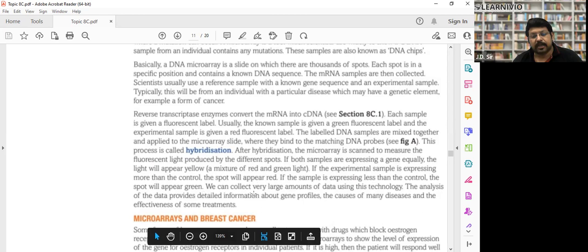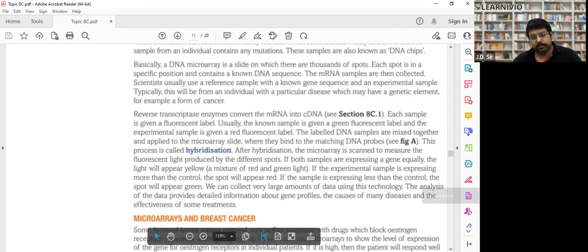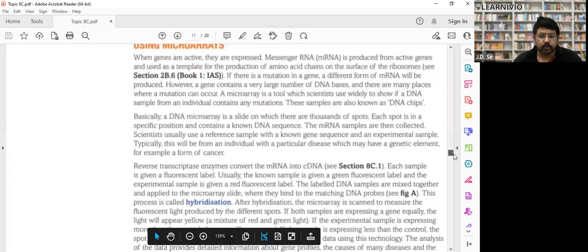We can collect a very large amount of data using this technology. The analysis of the data provides detailed information about the gene profile, the causes of many diseases, and the effectiveness of some treatments. That is called a DNA array or gene array. What is a microarray? Yes.